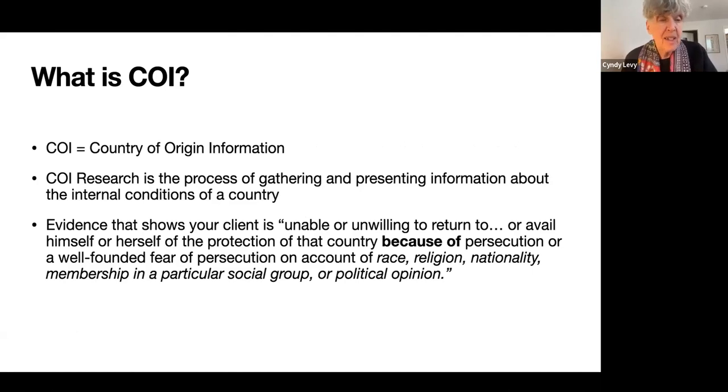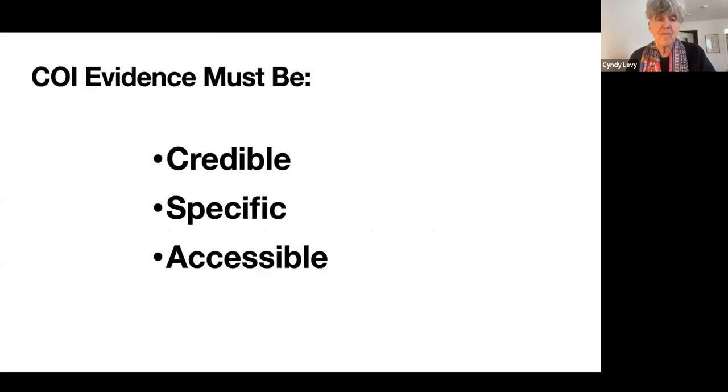The law defines that you are trying to prove your client is unable or unwilling to return to or avail themselves of the protection of that country because of persecution or a well-founded fear of persecution on account of race, religion, nationality, membership in a particular social group, or political opinion.